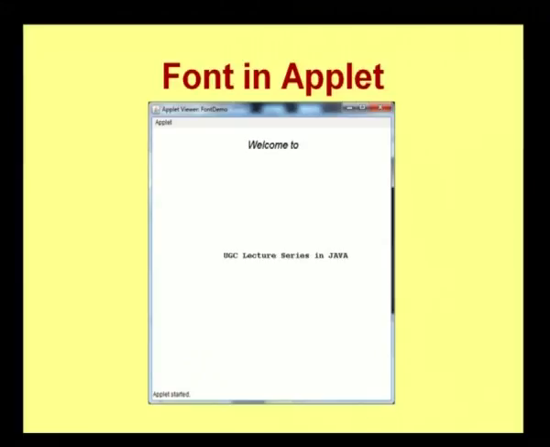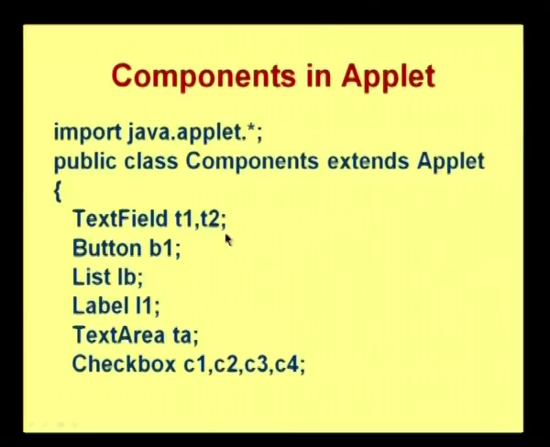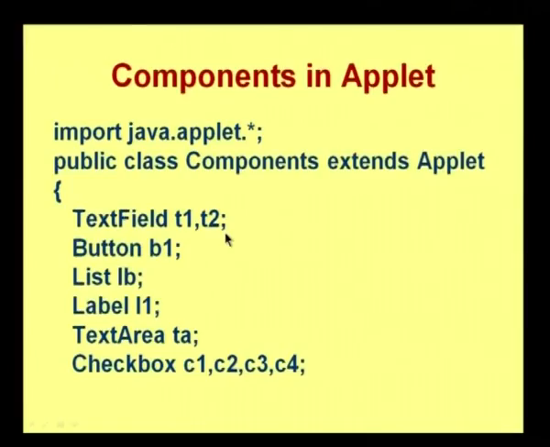Based on the positioning and based on the font size and font type, the display of your font happens. Whatever contents you display could be specified with a common font, similar to what we have as CSS, cascading style sheet, in your HTML. So next is various components in the applet. You know what all the AWT components are that are available. As I told you, in your applet you can have all your AWT components. Here we have text fields, a list, buttons, label, text area, and a few checkboxes.